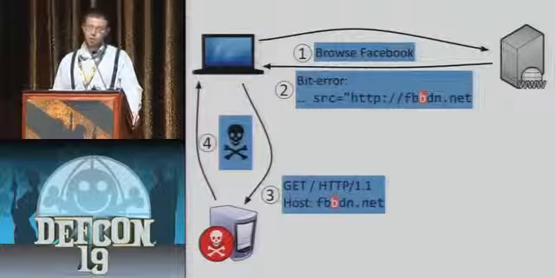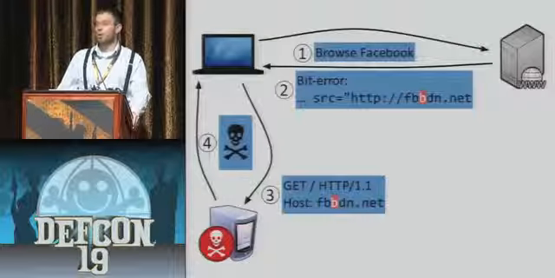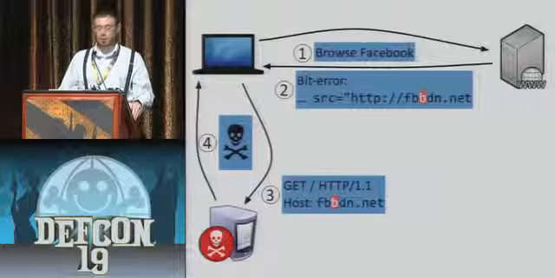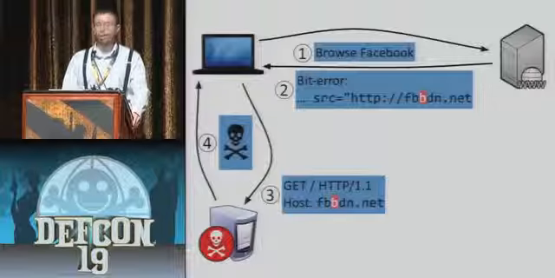And as an overview, you're browsing Facebook. A bit error happens somewhere in the content, either on the cache or maybe somewhere in your memory or maybe when you're parsing HTML. And crucially, when you make the HTTP request, your host header has the Bitsquat domain and not the original domain. So, what's the actual breakdown of these that we see?